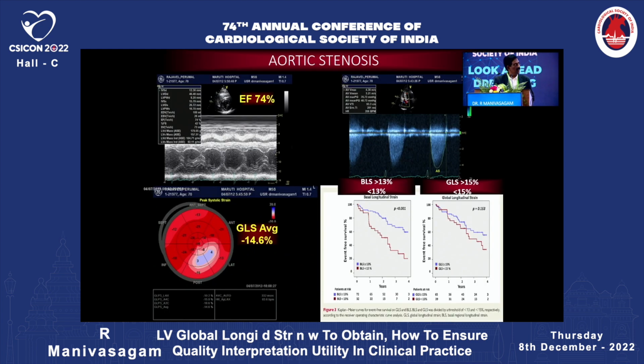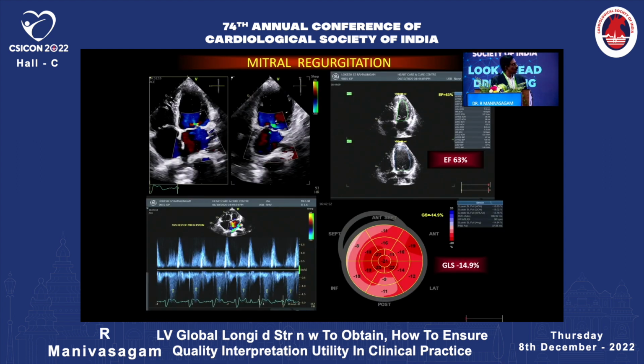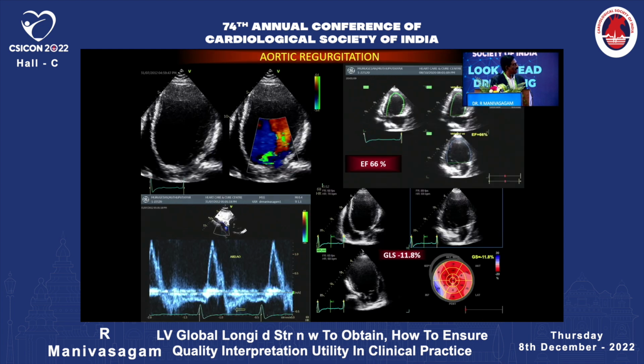And coming to valvular heart disease, ejection fraction is 74, severe aortic stenosis, global longitudinal strain is less than 15. If the global longitudinal strain is less than 15, this will tell you that the post-operative survival will be very minimal if you submit this patient to surgery. The same holds good for mitral regurgitation and aortic regurgitation. Just now Dr. Tanton told you that less than 18 is the cutoff for submitting the patient for surgery.